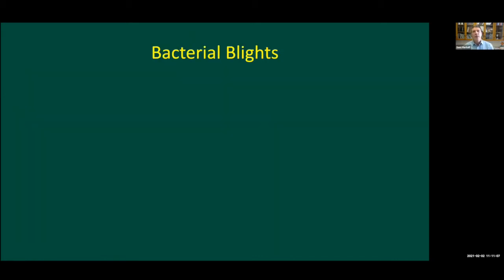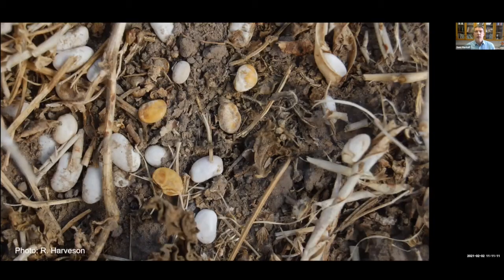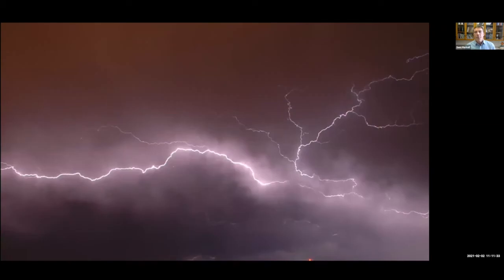Okay, switching to bacterial blights. So bacterial blights are quite a lot different than rust, and one of the most important things about bacterial blights is they can be transmitted by the seed, which is one of the primary reasons we recommend good seed. If you have a little bit of bacterial blight and you plant it in a field, as soon as it starts raining, you'll start to see that disease show up. So clean seed is really critical. Certified seed is very important.